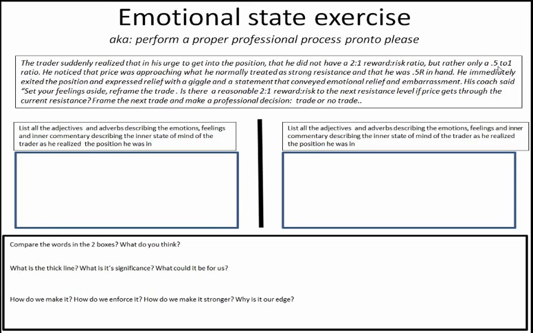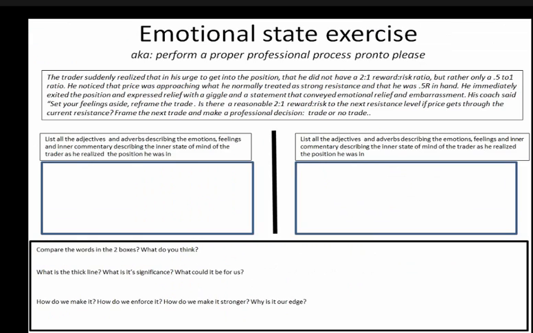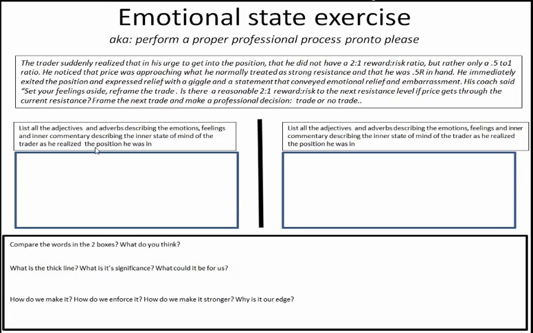Now, what I would like you to do is think about a case where you have experienced the same kind of emotional relief after an error or an oversight, or put yourself in that trader's position and feel the feelings. And what I would like you to do is, in this box, I want you to describe with adjectives and adverbs, one word each, describing the emotions and the feelings and the inner commentary that trader was feeling in the moment when he discovered that he had made an error, that he was approaching resistance, and he had to make a decision. What was that emotional state like in words?